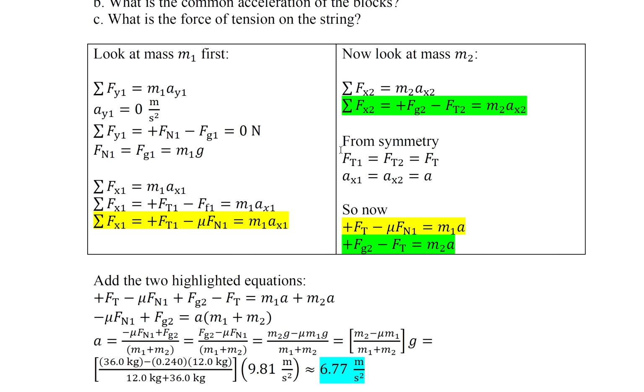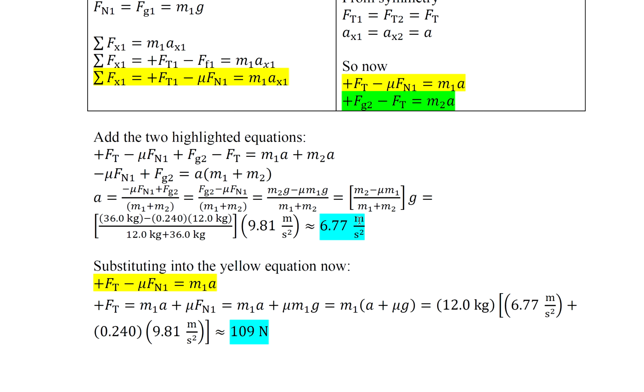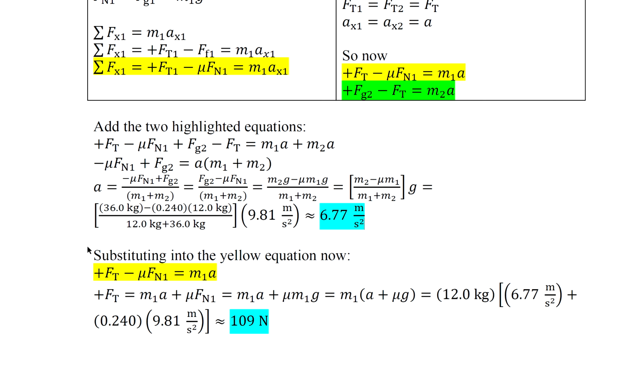So we have 2 equations and 2 unknowns. We don't know acceleration, we don't know force tension. Let's add these 2 highlighted equations, and we eliminate force tension, we solve for acceleration. Now we know acceleration, let's substitute into the yellow equation to get force tension.